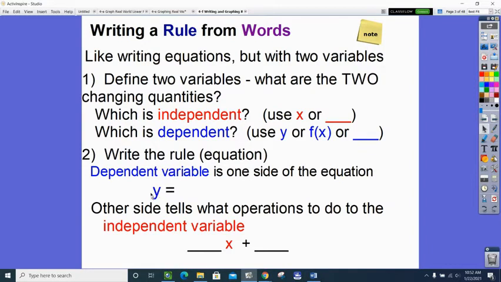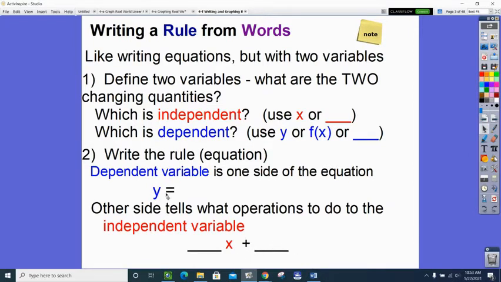So basically, your dependent variable is hanging out by himself, waiting for the math to happen. So you'll write Y equals. So in the last example, the total amount of money for the coupons equals, and now I've got to put the other side is where the math's going to happen. The other side will tell what operations to do, and oftentimes it's some money times that independent variable plus, you know, some other amount, as you're going to see.